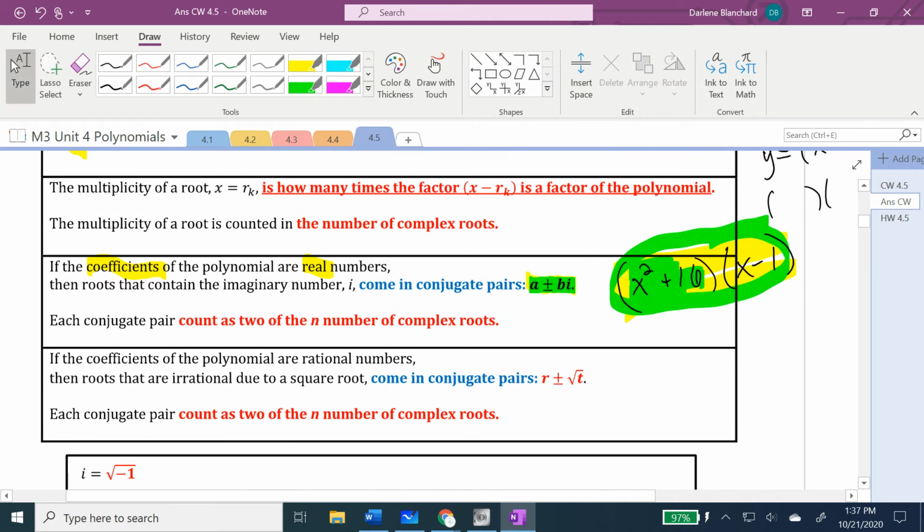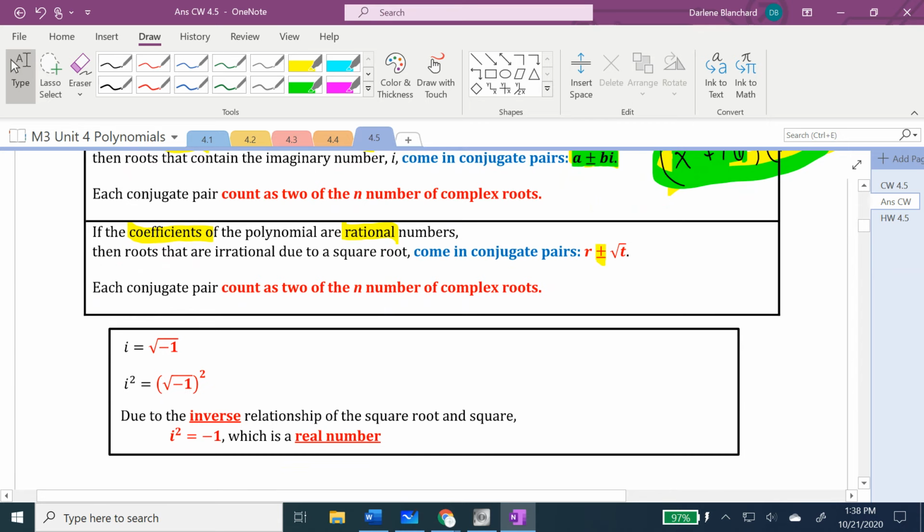I also want to mention to you that if you have rational numbers as the coefficients of a polynomial, and you find out that you've got a square root for a 0, its conjugate has to be there as well. So we'll take a look at those.